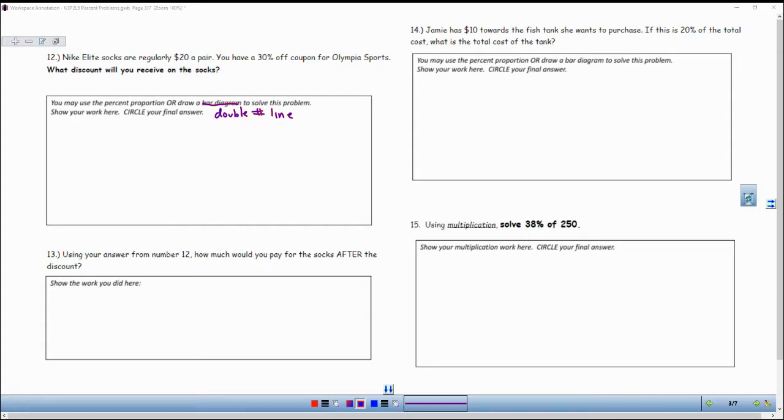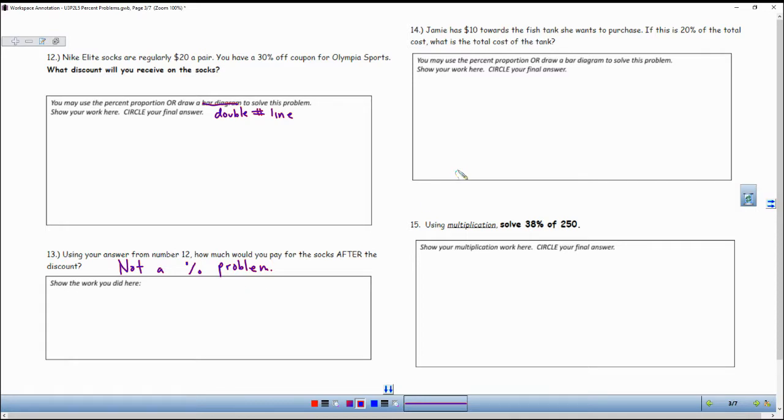Now, number 13, this is not a percent problem. Number 13 is asking you to use the answer for number 12 to find out how much you'd pay for the item after the discount. So I would even write that down. This is not a percent problem. You're not using percent proportion. You're not using a double number line or whole times percent. This is actually a subtraction problem. So when you come to number 13, don't overthink that one. If you have any questions about that one, let me know.